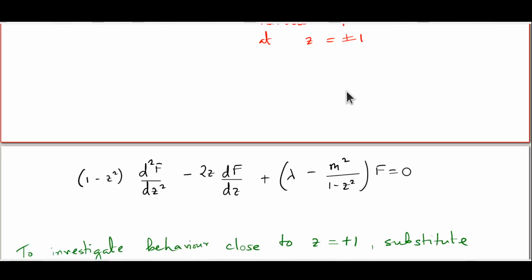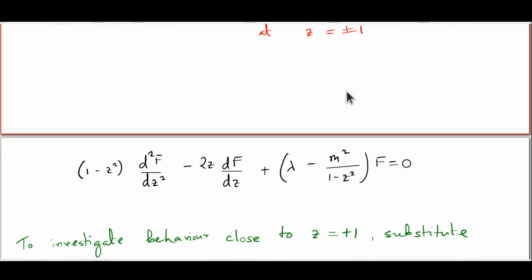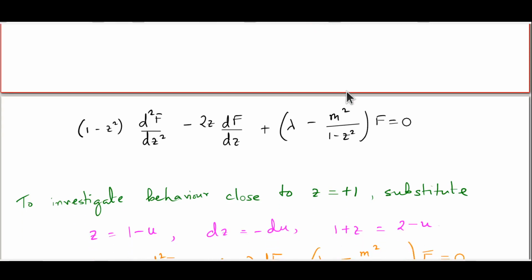So the easiest way to understand the behavior close to z equal to plus 1 is to substitute in terms of a new variable. Let's bring in z equals 1 minus u, so that the derivative will be of a different sign, and 1 plus z is obviously 2 minus u. Plug all of this back here. The reason why we are doing that is that it's always easier to investigate what happens close to 0, because that's easiest to see. So z going to plus 1 of course means u goes to 0. So we have just shifted our variable so that the singularity now sits at 0.